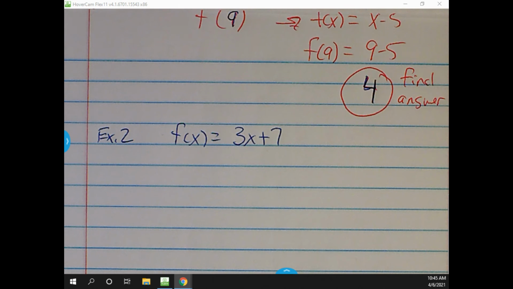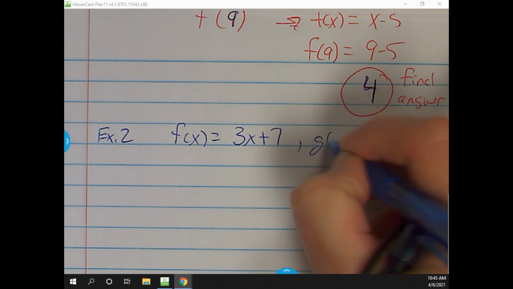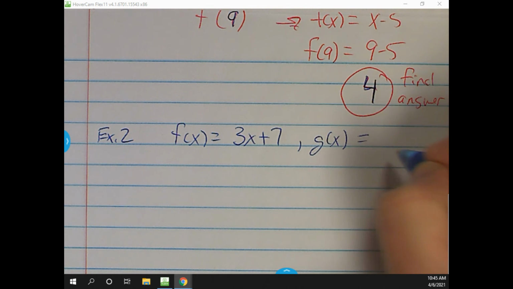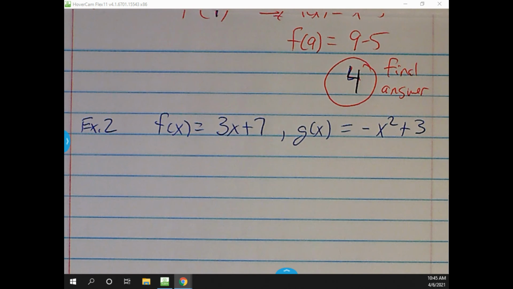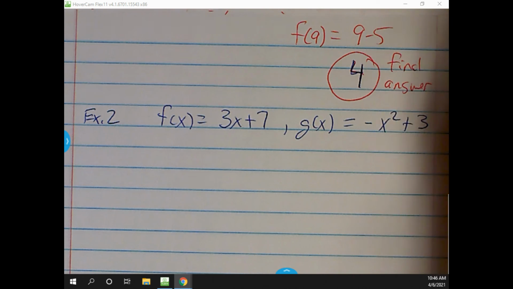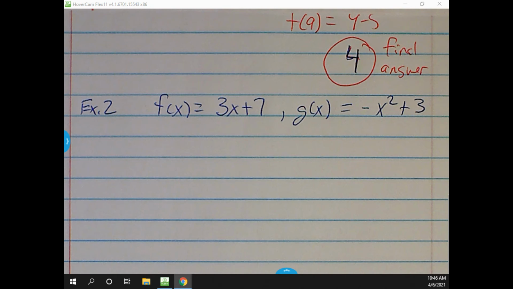All right, so let's say f of x is 3x plus 7, and g of x is negative x squared plus 3. I always like showing one of those like that because it's always got a little twist to it.